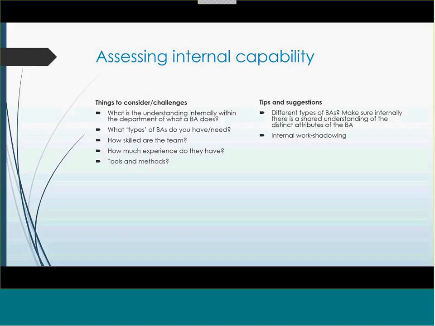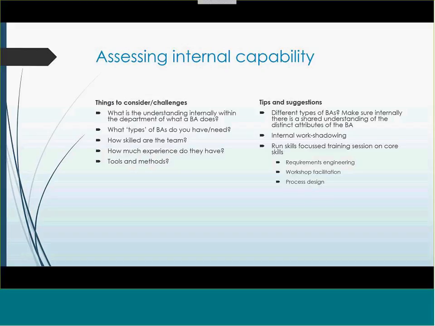I always recommend internal work shadowing. If you've got a completely new team, I do work shadowing amongst the other teams. I have somebody work shadow someone in networks or service desk, and they come in and work shadow your team, because it's a big eye opener, and it creates relationships, which never hurts.